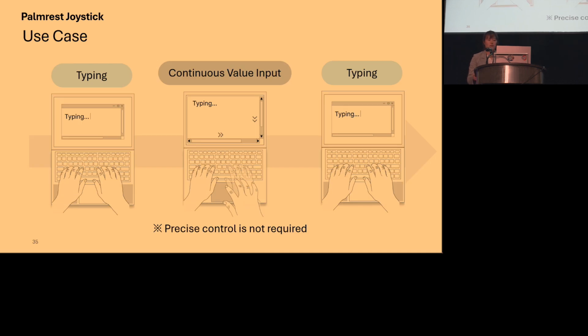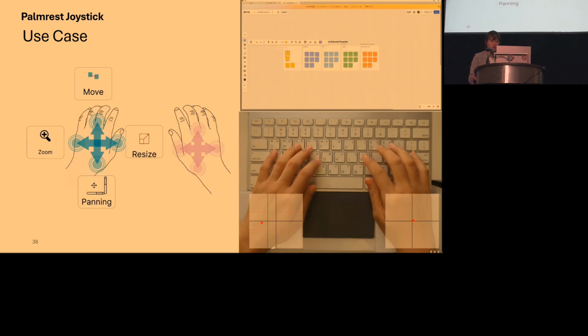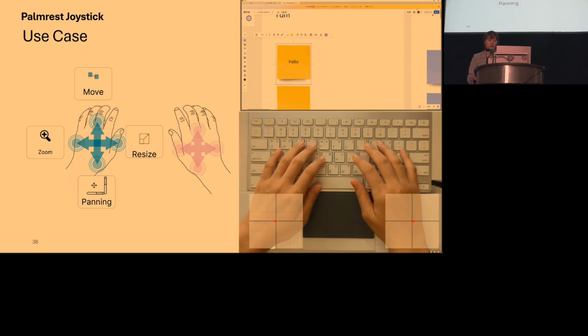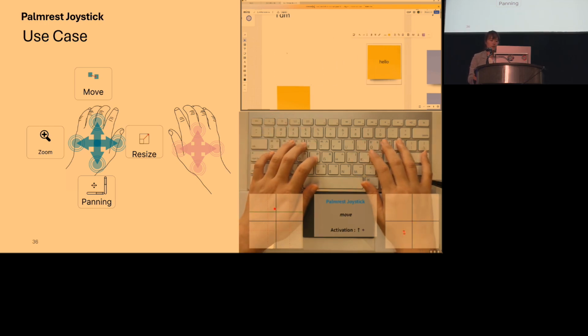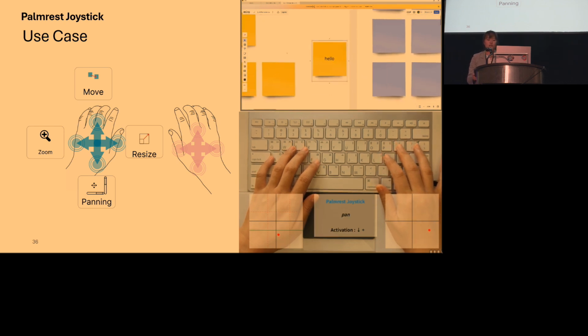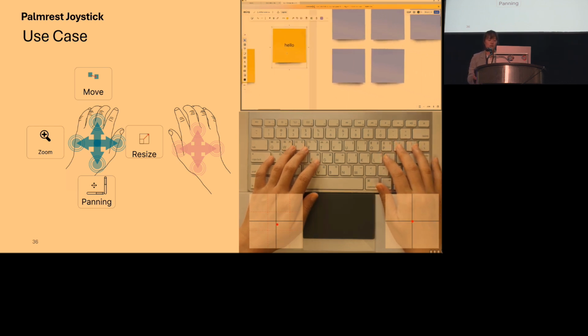Palmrest joystick can be advantageous in scenarios requiring frequent switching between continuous value input and typing, and particularly when precise value control is not required. So we suggest use cases for adjusting continuous values such as zooming, moving or panning, or resizing. Each function is triggered by a distinct activation mode, a method determined by the direction of the push with the left hand.